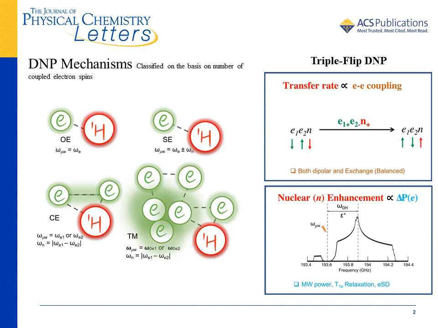Cross effect, or CE, and thermal mixing, or TM, are 2 DNP mechanisms that both rely on this triple flip process. The major difference between the 2 mechanisms lies in the requirement of the EE coupling, where thermal mixing requires large EE coupling on the scale of the nuclear Larmor frequency.